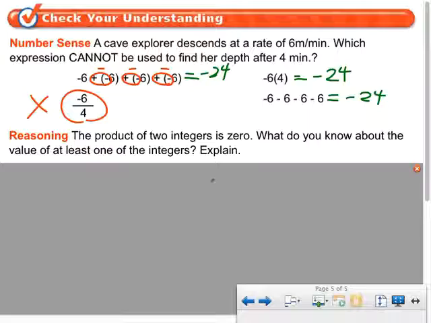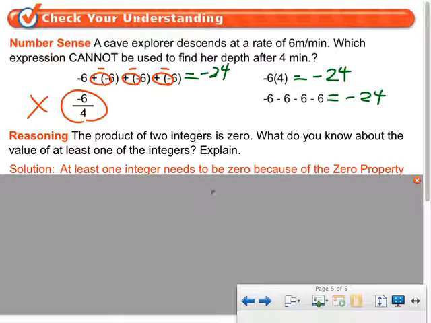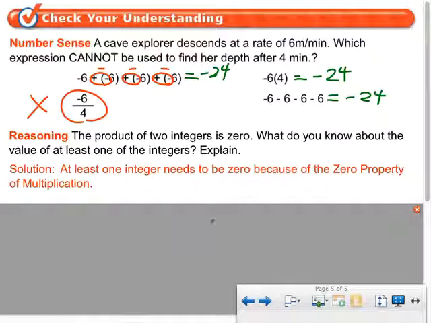One of them has to be 0, right? And what's the name of that property? The zero property of multiplication. Very good. So can they both be 0 and I get back 0? Right. Can one of them be 0 and I get back 0? Yes. That's the zero property of multiplication.